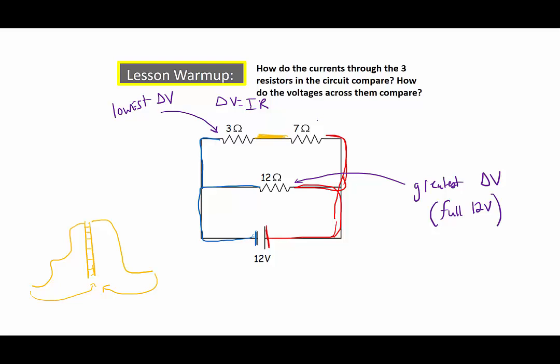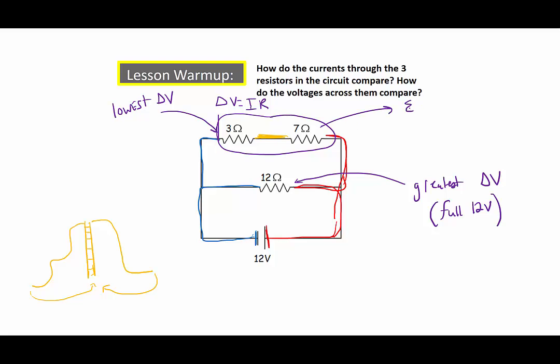And now I need to talk about the current. How does the current compare? Okay, the current can split down two paths. So I need to figure out whichever path is the easiest to go down, and that is the path that gets the most current. I've got this 12 ohm resistor. The current flowing through the bottom path has to go through the 12 ohm. But for this one here, it's got to go through these two together.